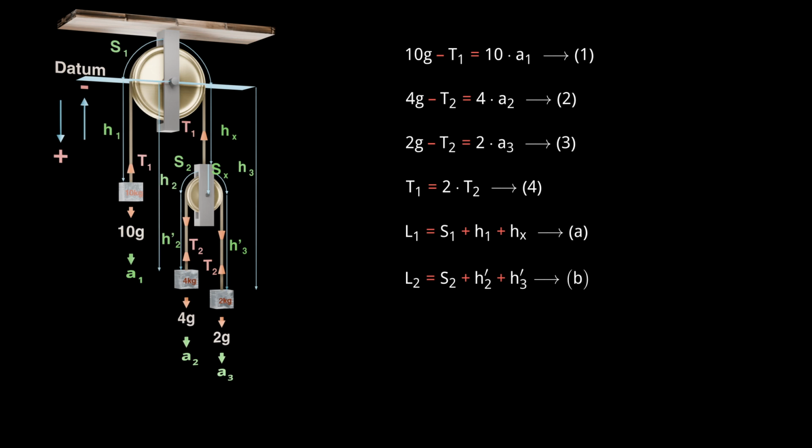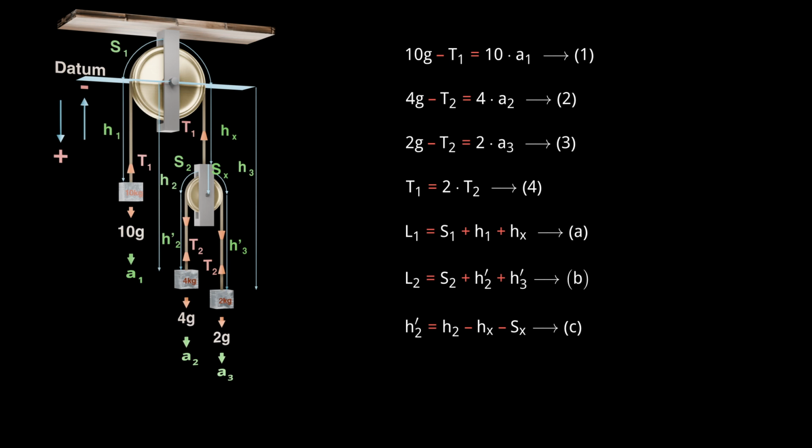Considering the geometry of the ropes and the weights, we can express the relationships as follows. H2 prime equals H2 minus Hx minus Sx. Here, H2 is the distance from the datum to the 4 kg mass. Hx is the vertical distance from the datum to the top of the movable pulley, and Sx is the fixed length from the top of the movable pulley to its center. This equation adjusts H2 prime, the length of the variable rope segment related to the 4 kg mass, to be consistent with measurements from the datum.